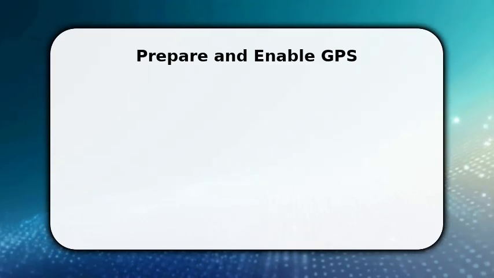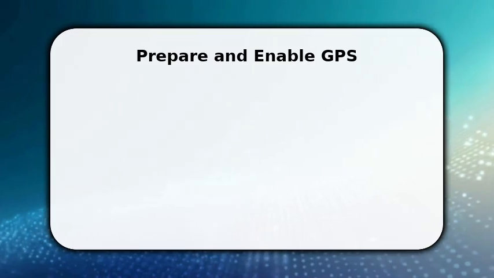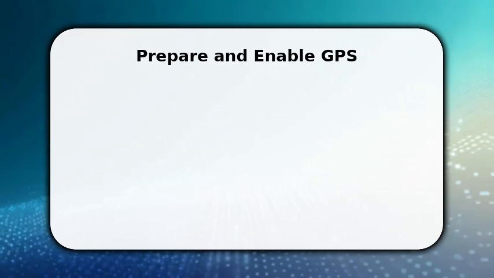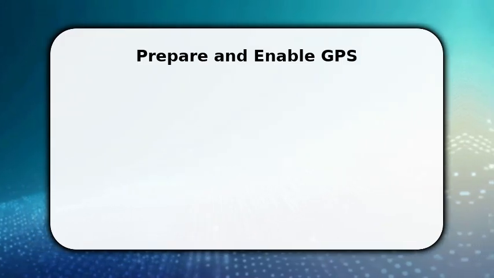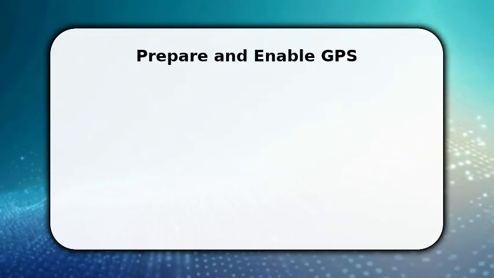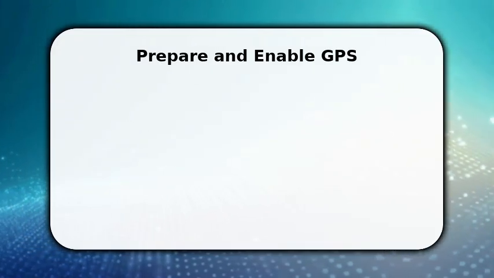You start by confirming prerequisites. Your device has GPS and enough battery, and the app has permission. Open Settings, enable location services, and select High Accuracy for best results. Once done, open the map or tracking app and allow access when prompted.